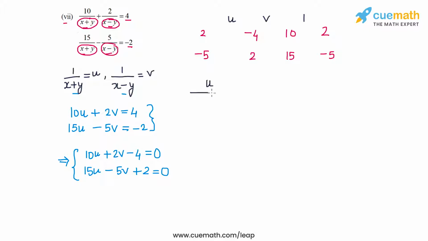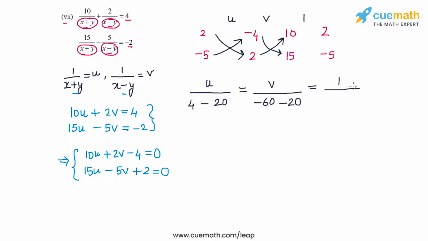So under u we will get 2 times 2, so that's 4, minus 5 times minus 4, so that's 20. So u by 4 minus 20 equal to v by minus 4 times 15, so that's minus 60, minus 2 times 10, so that's 20, and then under 1 we will get 10 times minus 5, so that's minus 50, minus 15 times 2, so that's 30. So this is what we get.